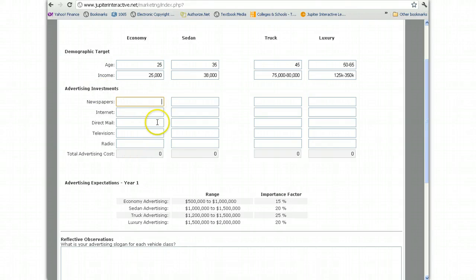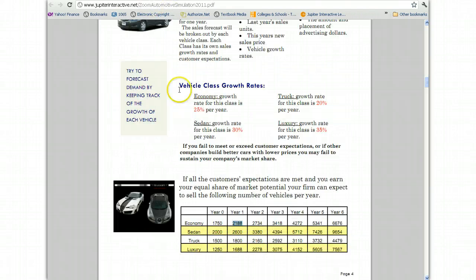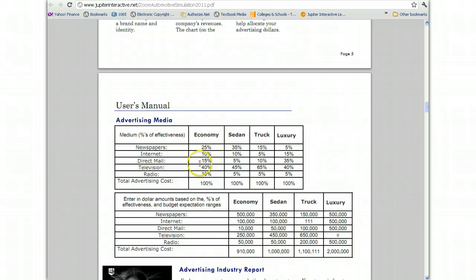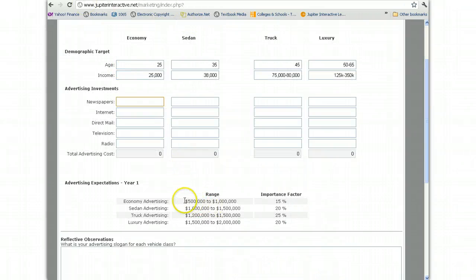Okay, so again, this is where the money I put in here is going to be a big factor in what I'm going to sell. So for advertising investments, I go back to the user's guide and I see that, okay, so what are the two biggest here? It looks like newspapers and television are the two biggest, followed by direct mail. Okay, so when I go in here, here's the range. So I want to spend something around this range because that's going to be sort of the industry standard for this round. So I'm going to put the money in like this, and maybe I'll just put some money in the other two. And kind of that's my strategy, how I'm breaking it up.